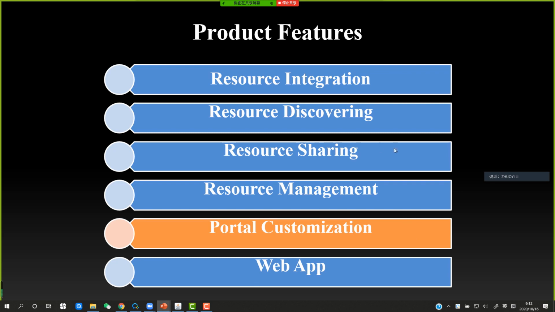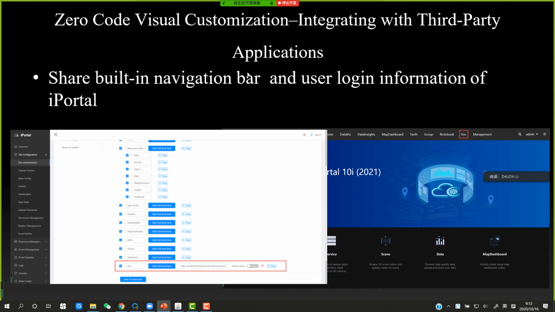So next, that is the Portal customization. Okay, we have mentioned it in our first class. We could do a zero-code customization of the index in the applications, so we could share the built-in navigation bar and user login information of the app portal.